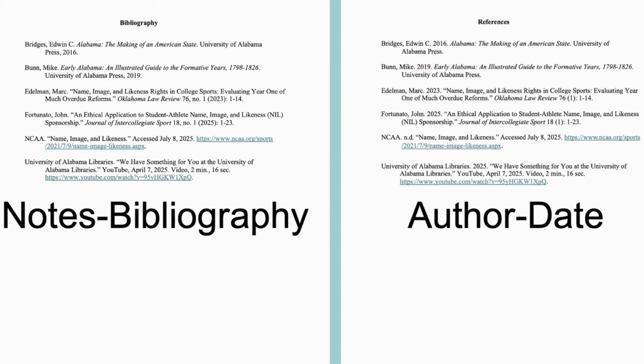A few other things are worth mentioning. Issue numbers for journal articles appear after "no.," short for number, in notes-bibliography style, while in author-date style, they appear in parentheses after the volume number. Also, for author-date style, web pages with no publication or revision date have the acronym n.d., for no date, placed after the site owner or sponsor.